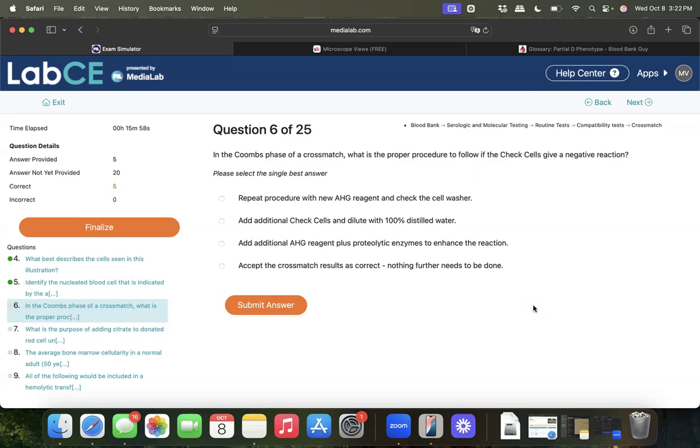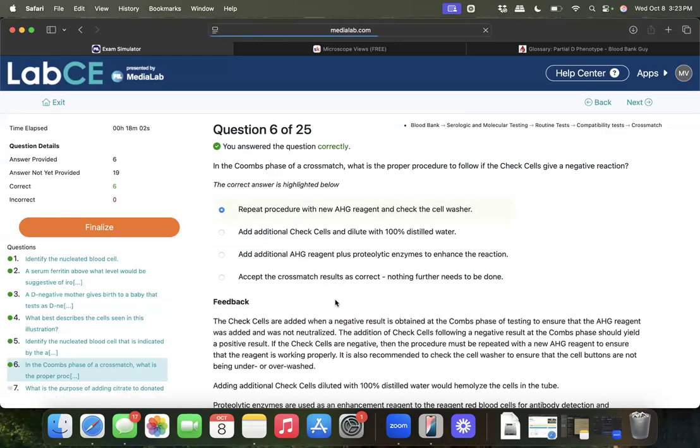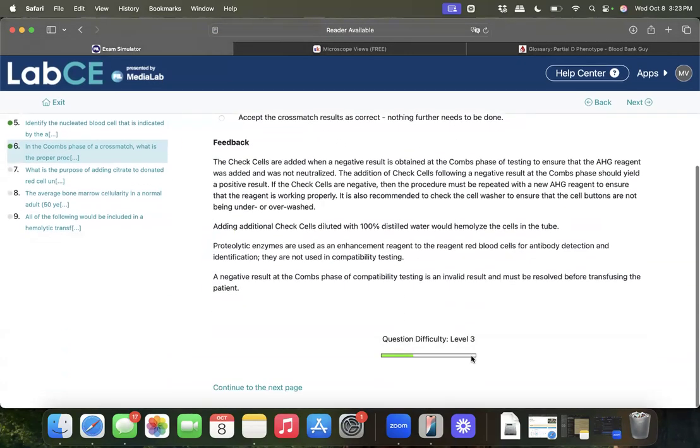Diluting it with 100% distilled water is not going to do anything. Adding additional reagent plus a proteolytic enzyme to enhance the reaction is also not going to do anything. Okay? Something's going on with either the reagent or something. Me personally, I think the answer is A. Let's see. Okay, answer is A, correct. And that was a level 3.